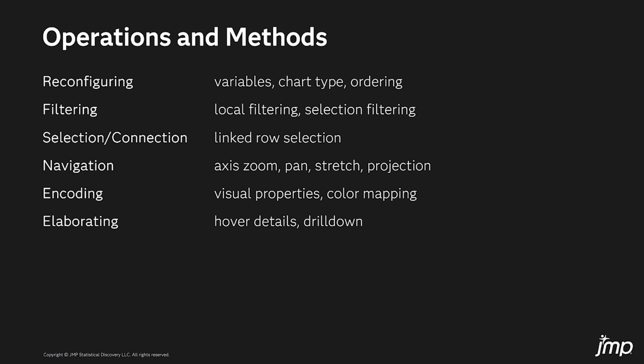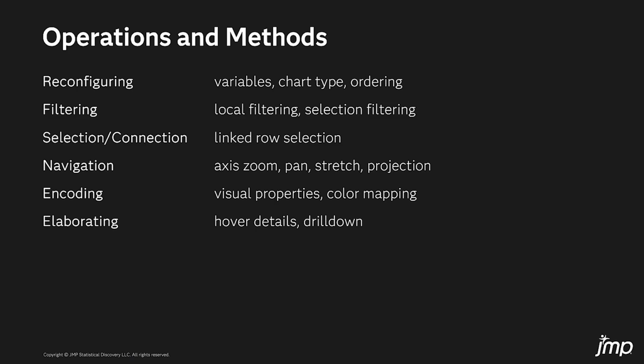Selection and connection were two separate operations in the book, and I've shown them together. So I might be missing some nuance there, but shown together as linked row selection. So that's a core part of JMP. Navigation is the axis, panning, zooming, stretching, and so on. And I did show how that's a little different for geographic scales, where you've got to worry about projections.